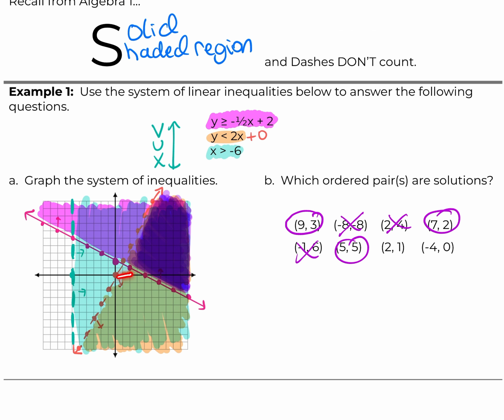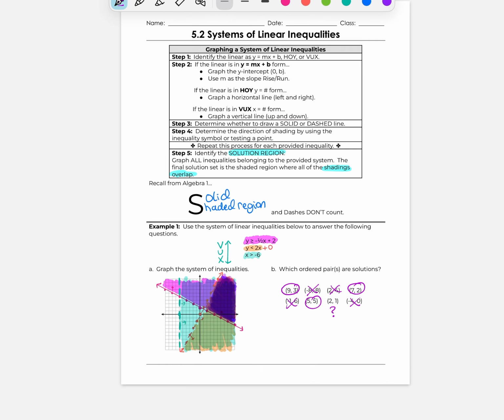(2, 1). That's a maybe because it's on a solid line, but it's not technically in there. So we're going to put a question mark, because that's going to be our next layer: how do we know for sure when we're on those boundary lines, will it actually count? So we are actually going to go back to this portion. So just make sure you run that check later on after we learn it in the next two examples. All right, and then (-4, 0) will be over here. So that one is a no.